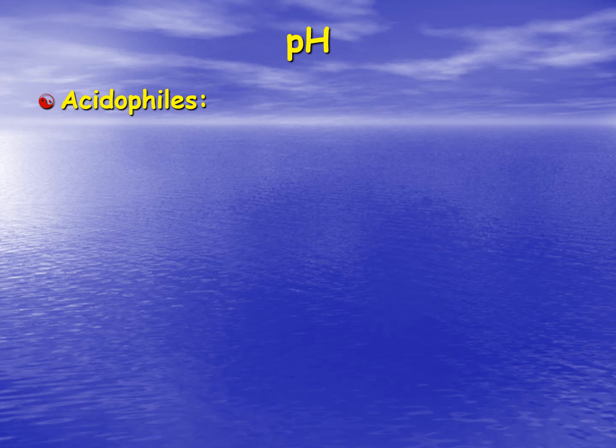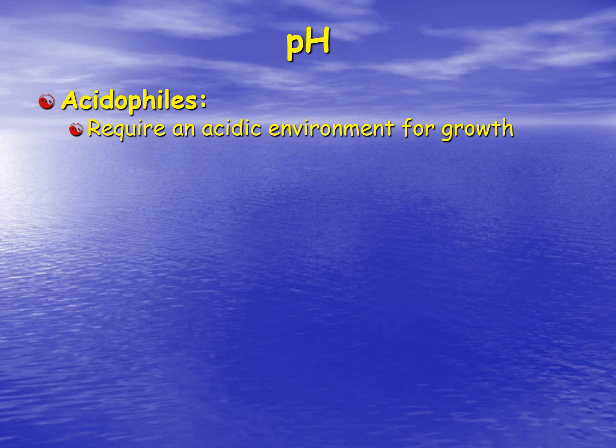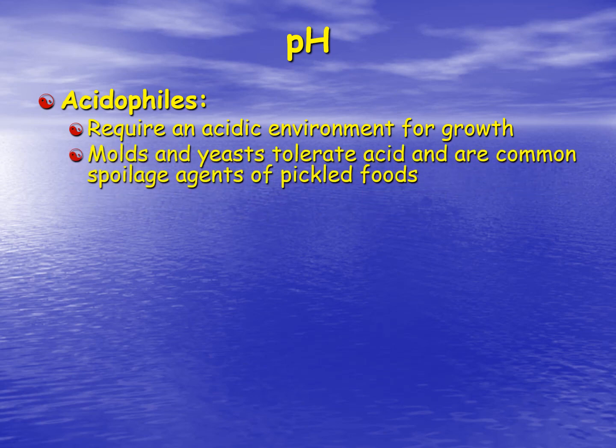So acidophiles, the acid-loving ones, require an acidic environment for growth. Most acidophiles have an optimum pH of about 3. There are many molds and yeasts that tolerate acids and are therefore common spoilage agents, even of pickled foods that are highly acidic.